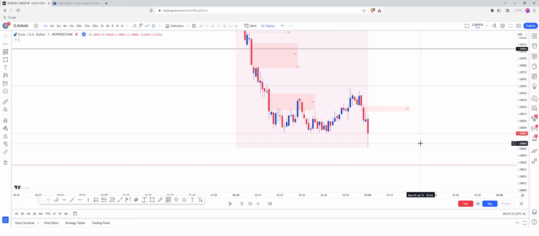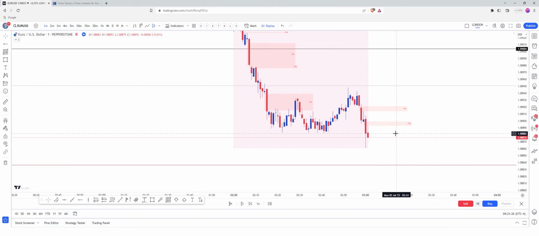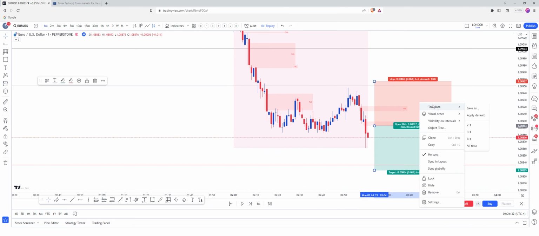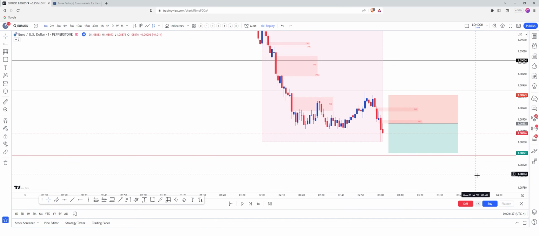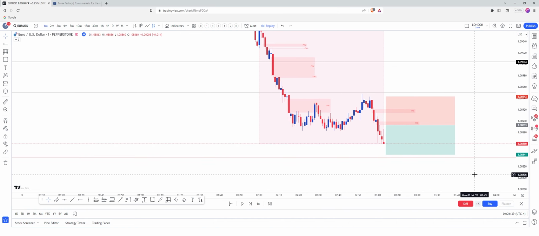Let's see what we get. So, oh, nice big displacement candle. So we've got fair value gap here. So that would be our first potential entry at this point. 5 pip stop loss, 5 pip take profit is my current trading plan. See if we get tagged in.